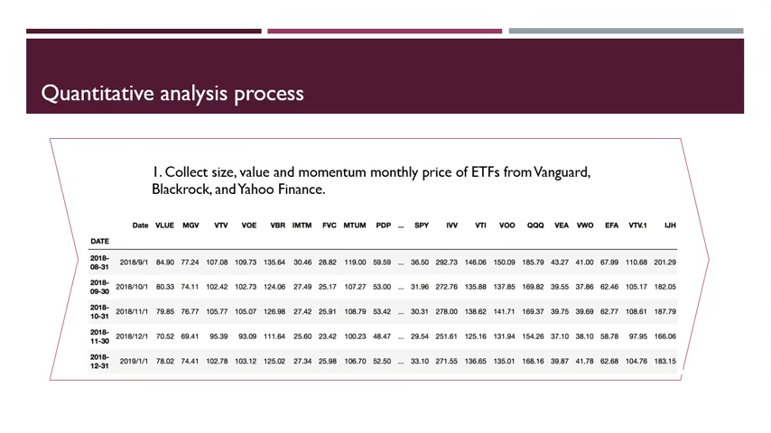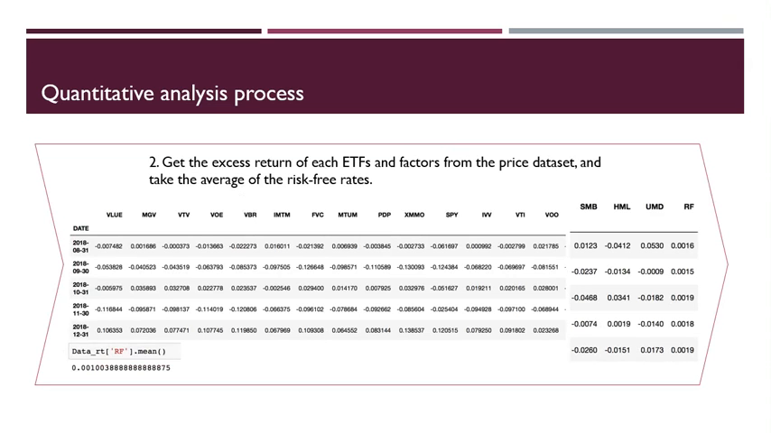First, we collected the size, value, and momentum monthly prices of ETFs from Vanguard, BlackRock, and Yahoo Finance. Then we got the excess return of each ETF and factor from the price dataset, and we also took the mean of the risk-free rates.